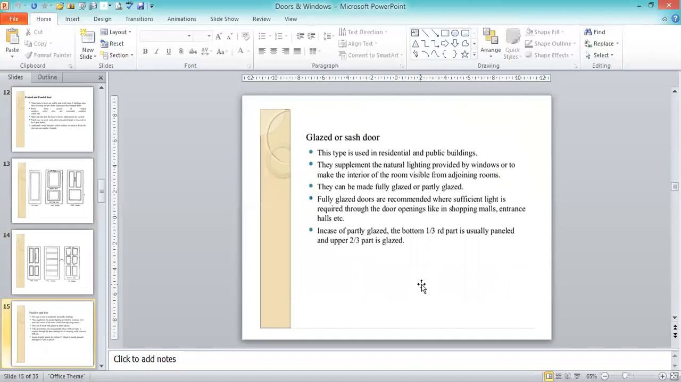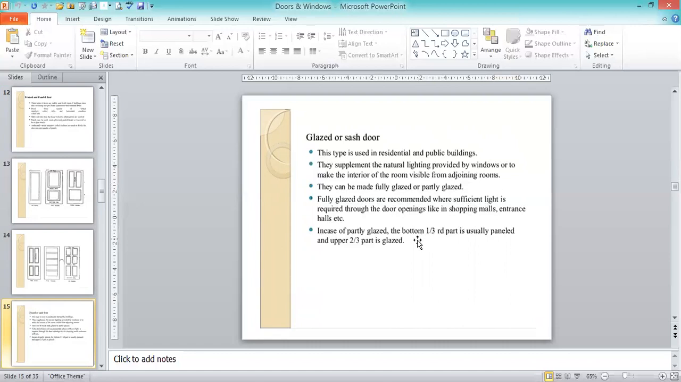Already we discussed that glazed means glass. When we insert glass into the panel, we call it a glazed door. This type is used in residential and public buildings for a pleasing appearance. They supplement the natural light provided by windows or make the interior of the room visible from adjoining rooms. Since it is glass, we can see through it.